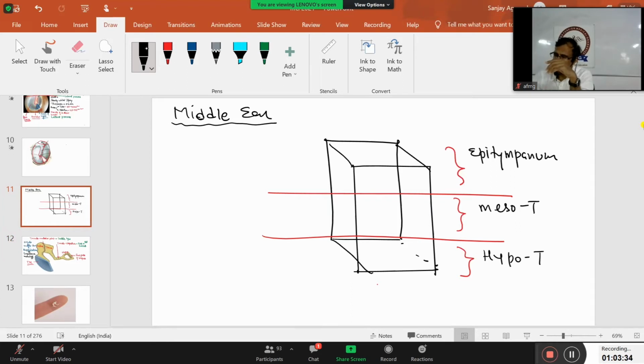Epitympanum has one more name. What is the other name for epitympanum? Attic. So this name is also very important. Attic. You must know what attic means.